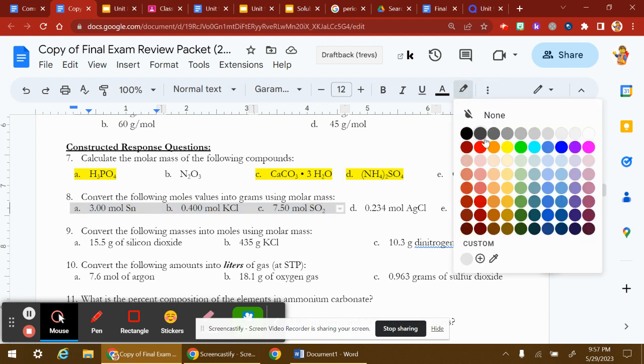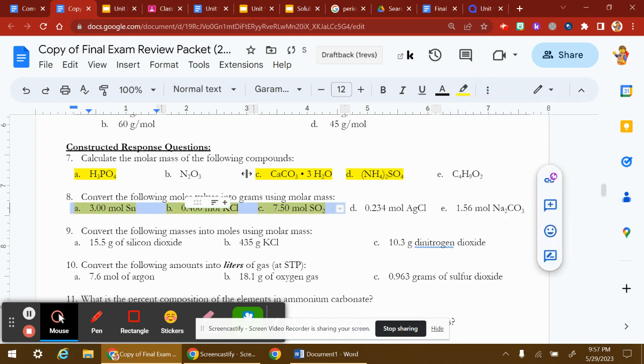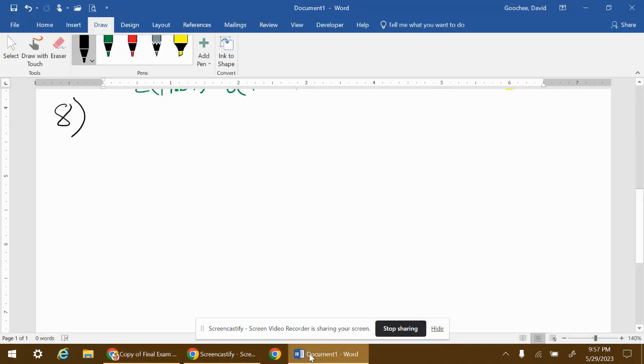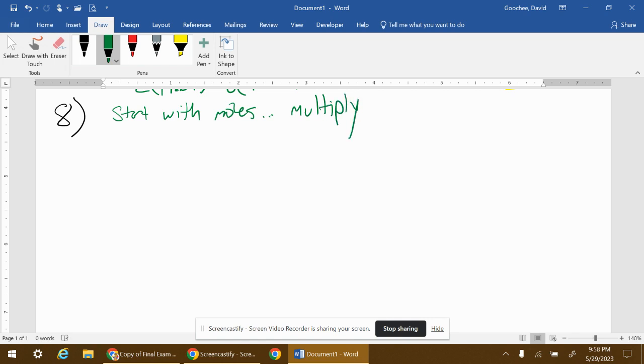These ones are relatively straightforward. Let's go for it. Convert moles into grams using the molar mass. All right, so here we go. Now, one thing you'll remember is that if you start with moles, you multiply.